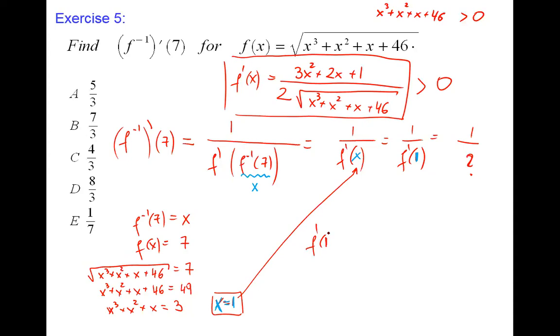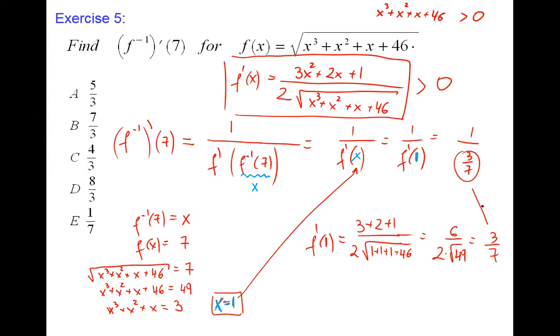Okay, I can put 1 into the derivative. 3 plus 2 plus 1, 2, and 1 plus 1 plus 1, 4, 6. This is 6, 2, and of course this is 49. 3 over square root of 49 is 7. Okay? That means we put this quantity in the denominator. 7/3 is the final answer. 7/3. Yeah, we will try.